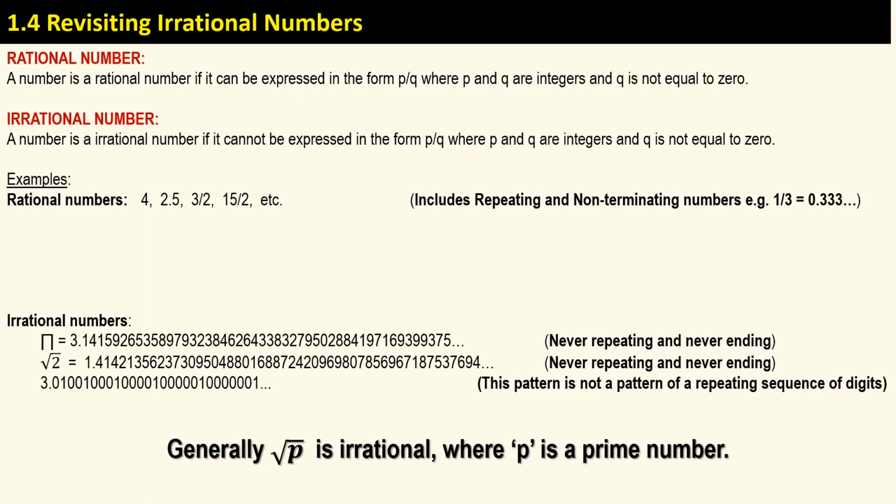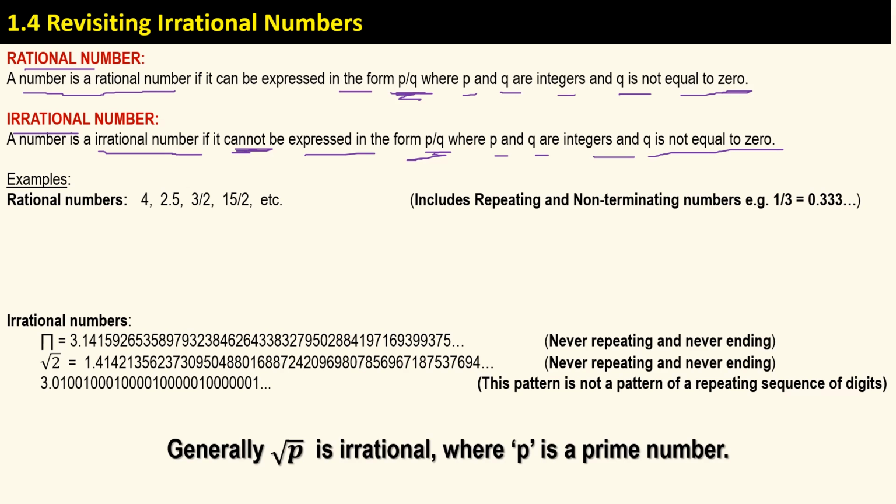Before proceeding ahead, let's recapitulate the definition of a rational number. A number is a rational number if it can be expressed in the form of p divided by q, where p and q are integers and q is not equal to 0. An irrational number is a number which is not a rational number, or in other terms we can say that an irrational number is a number that cannot be expressed in the form of p by q, where p and q are integers and q is not equal to 0.